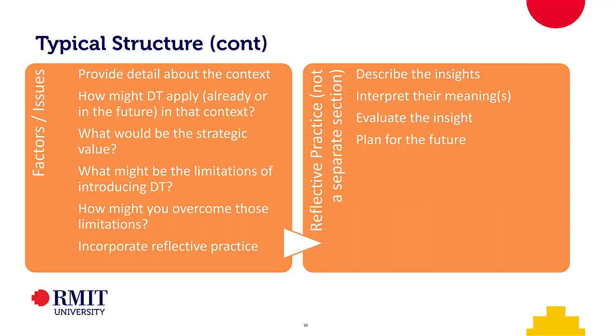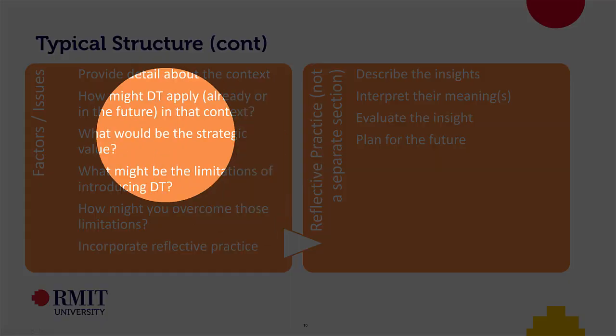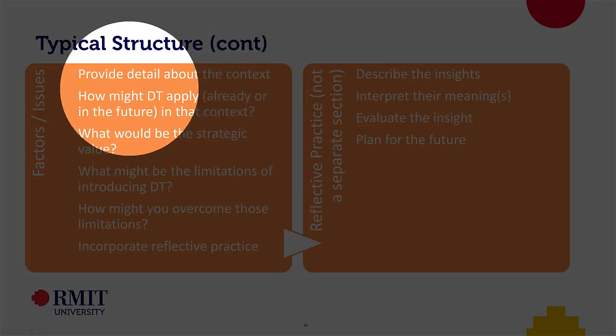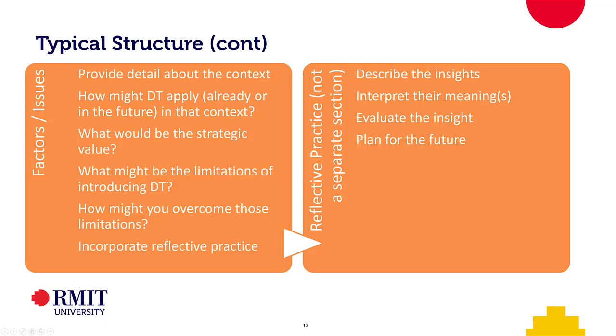Typical structure. The middle part of your essay is going to deal with a range of factors and issues that are precise and relevant to your context. So start by giving me enough detail about the context of your business for me to understand why I should fall in love with the wicked problem that you can see design thinking helping you with, or why you're going to convince me that your context is not a context that's suitable for design thinking.